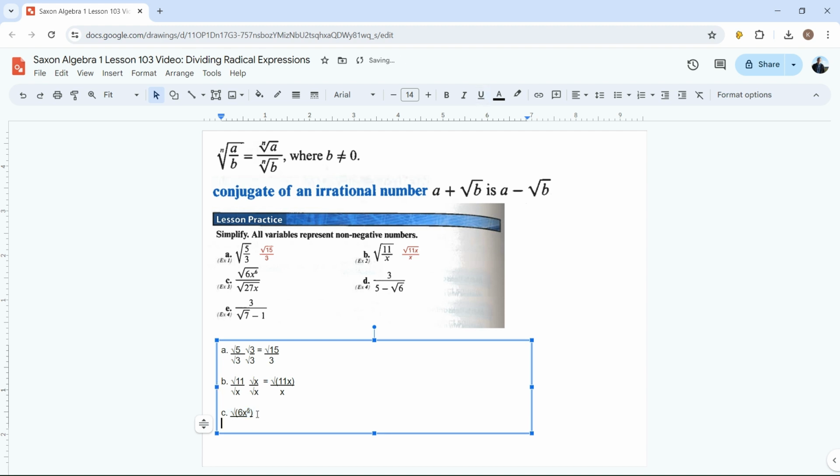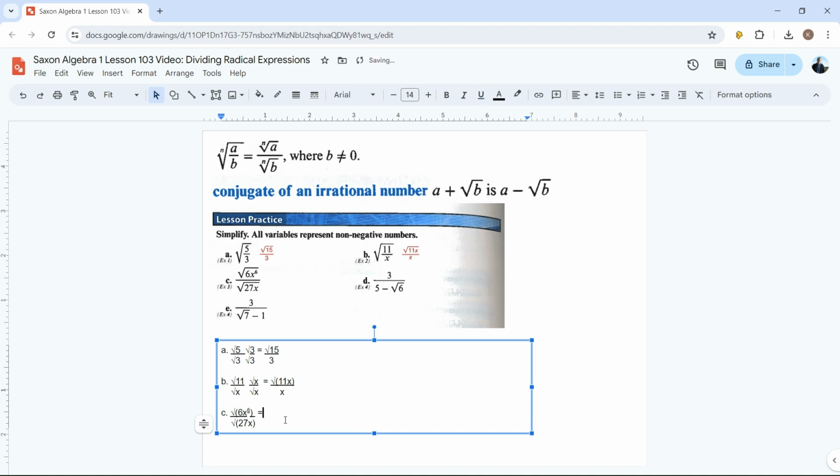In the denominator, I have the square root of 27x. And notice that 27x is all under the square root sign. It's not the square root of 27 times x. It's the square root of 27x. All right, so what am I going to do with this one? Well, here's the first thing I'm going to do.